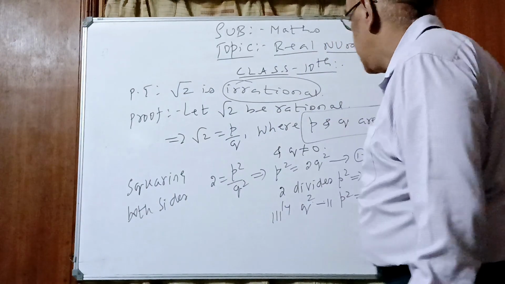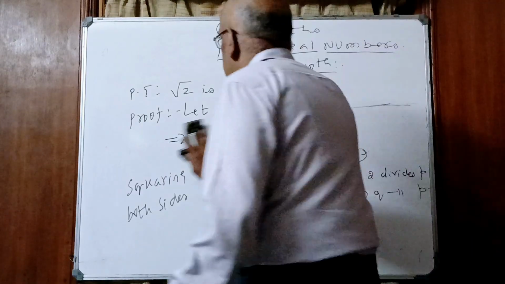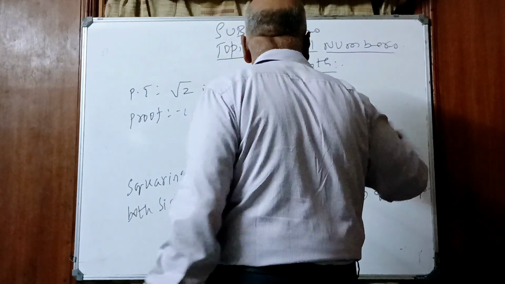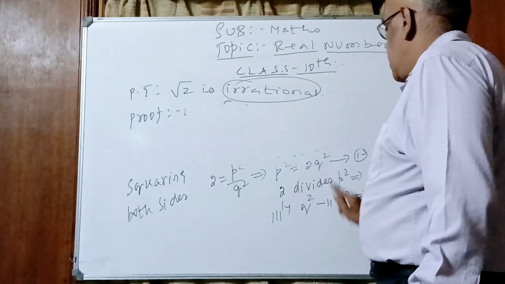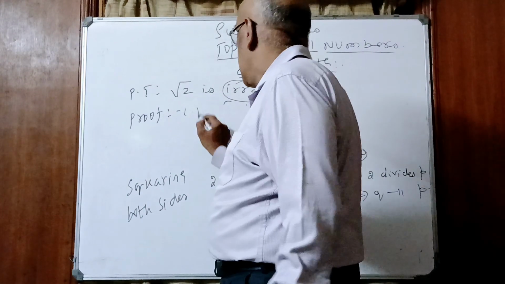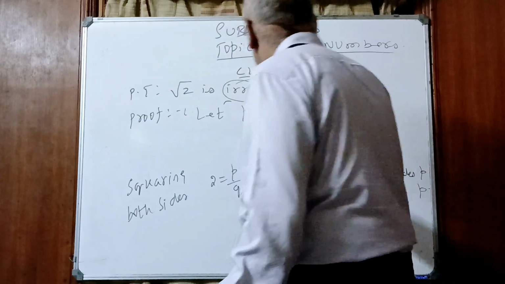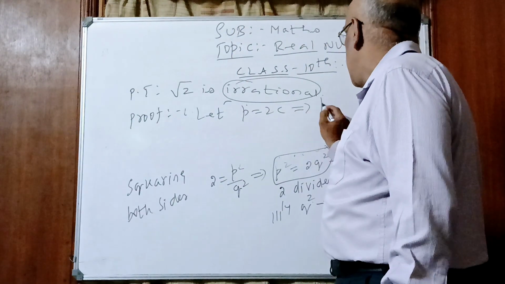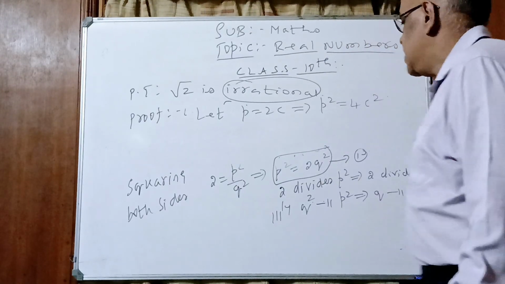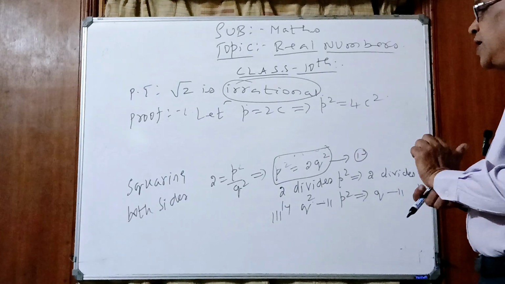Now what are we to do, children? Let us take the top two lines. So p square is equal to 2q square. Understood? Let p is equal to 2c. What does it imply? We want the p square value, children. Yes or no? 4c square. Yes or no? Yes.